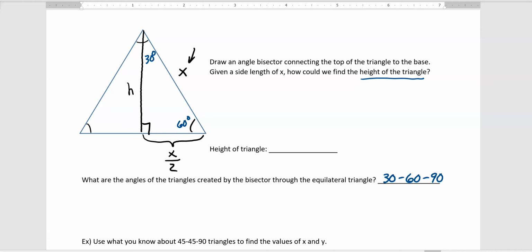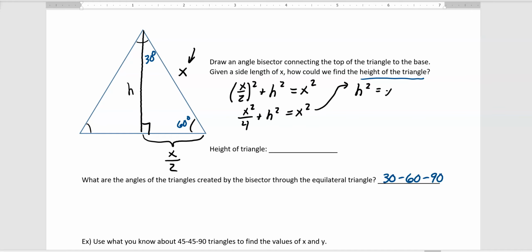We can again use Pythagorean's theorem, but we have to be careful here. One of our sides would be x over 2, so we'd have x over 2 squared, plus h squared, what we want to solve for, equals c squared, x squared in this case. So I want to get h all by itself. So this would be x squared over 4 plus h squared equals x squared. I can subtract x squared over 4 from both sides, okay? So when I do that, I have h squared equals x squared minus x squared over 4.